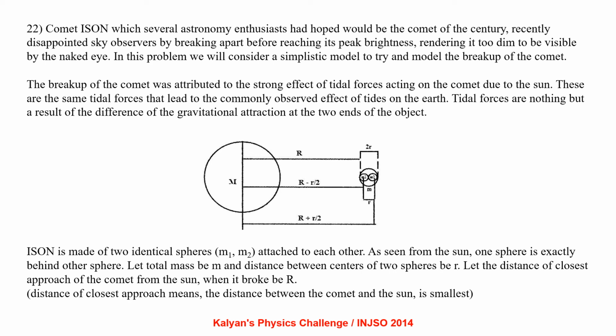ISON is made up of two identical spheres M1 and M2 attached to each other. As seen from the Sun, one sphere is exactly behind the other sphere. Let the total mass be m and the distance between the centers of the two spheres be small r. Let the distance of the closest approach of the comet from the Sun when it broke to be capital R. Distance of closest approach means the distance between the comet and the Sun is smallest.